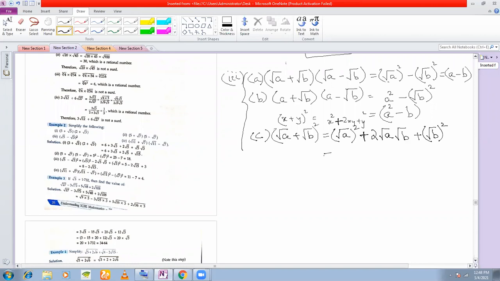So root a whole square is simply a, plus 2 root a into root b. I can combine these two because there's a multiplication here, inserting this inside the radical to get twice root ab, plus root b whole square, which is simply b. So remember this. Similarly, you can have root a minus root b whole square.